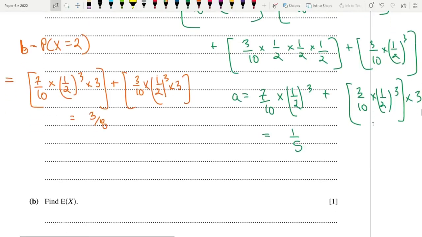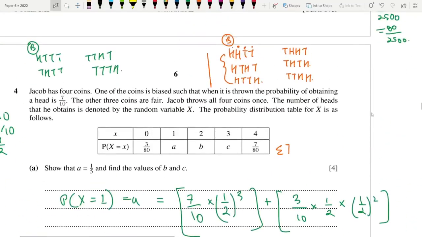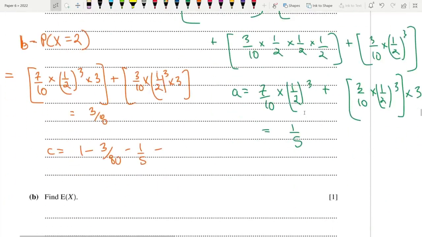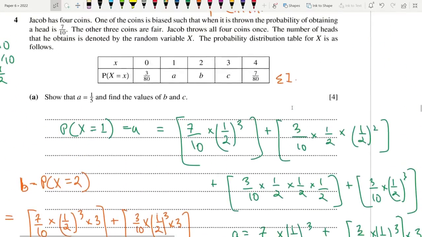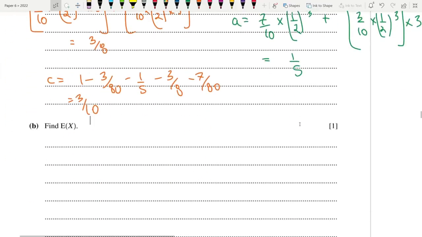So that gives us an answer of 3 by 8. And if you want to find out c, the summation of this is 1, right? So c is basically 1 minus 3 by 80 minus the value of a, which is 1 by 5, minus the value of b, which we just found out, 3 by 8, and 7 by 80. So let's find this out. Let's see what we get. 3 by 80 plus 1 by 5 plus 3 by 8 plus 7 by 80. Then 1 minus answer gives us an answer of 3 by 10. So we're getting 3 by 10, okay? Or you could do it manually, is your wish.